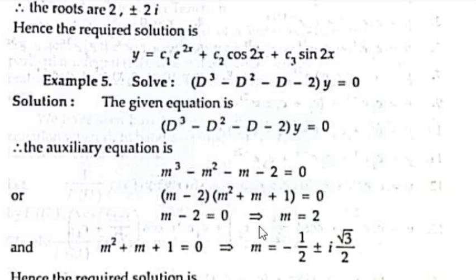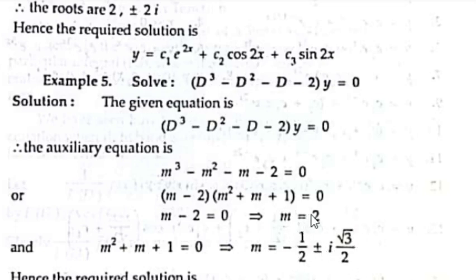Now factorize this, and we get (m − 2)(m² + m + 1) = 0. Equating the first factor to 0, we get m = 2, one root. Then equating the other factor to 0, we get m = −1/2 ± i√3/2.